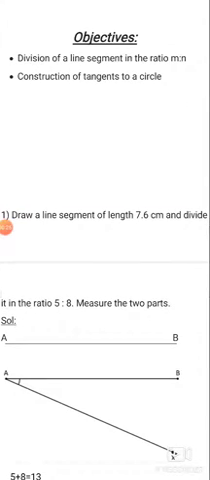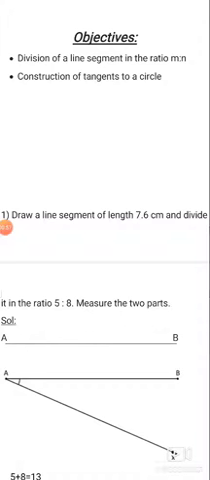Now the first question. Draw a line segment of length 7.6 cm and divide it in the ratio 5:8. Measure the two parts. Now listen carefully. This one is exercise 11.1, first question. All the other questions of exercise 11.1 are deleted portion. Now listen carefully. Here we need to divide the line segment 7.6 cm in the ratio 5:8.